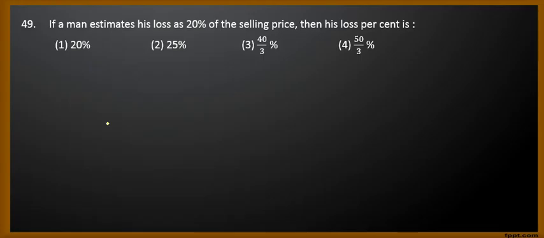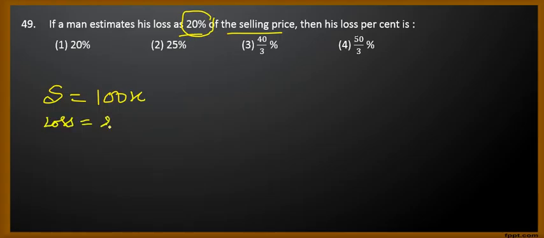Listen carefully. If a man estimates his loss as 20% on the selling price, then his loss percentage is. So he calculated loss on the selling price. What I do is, I will assume the selling price as 100x. He got a loss of 20%, which is equal to 20x. Listen carefully. Here he calculated loss on the selling price, but actually loss percentage is always calculated on the cost price. So I am assuming the selling price is 100x, then loss is equal to 20x.